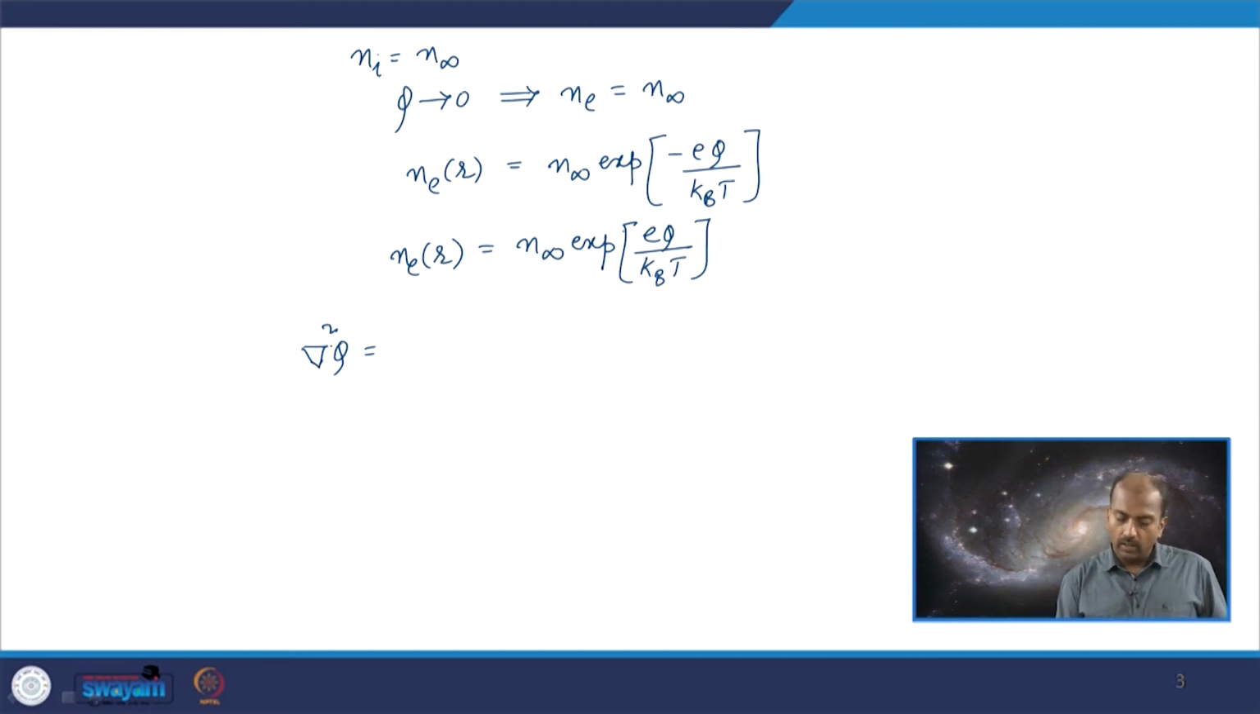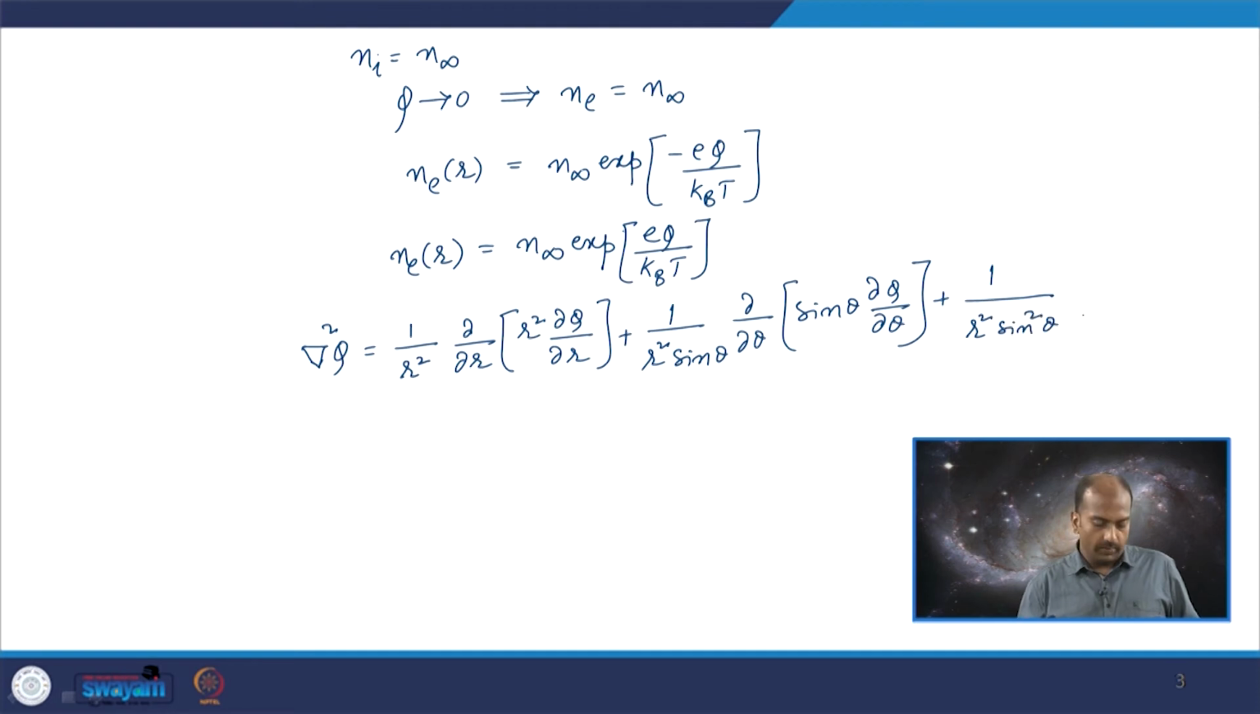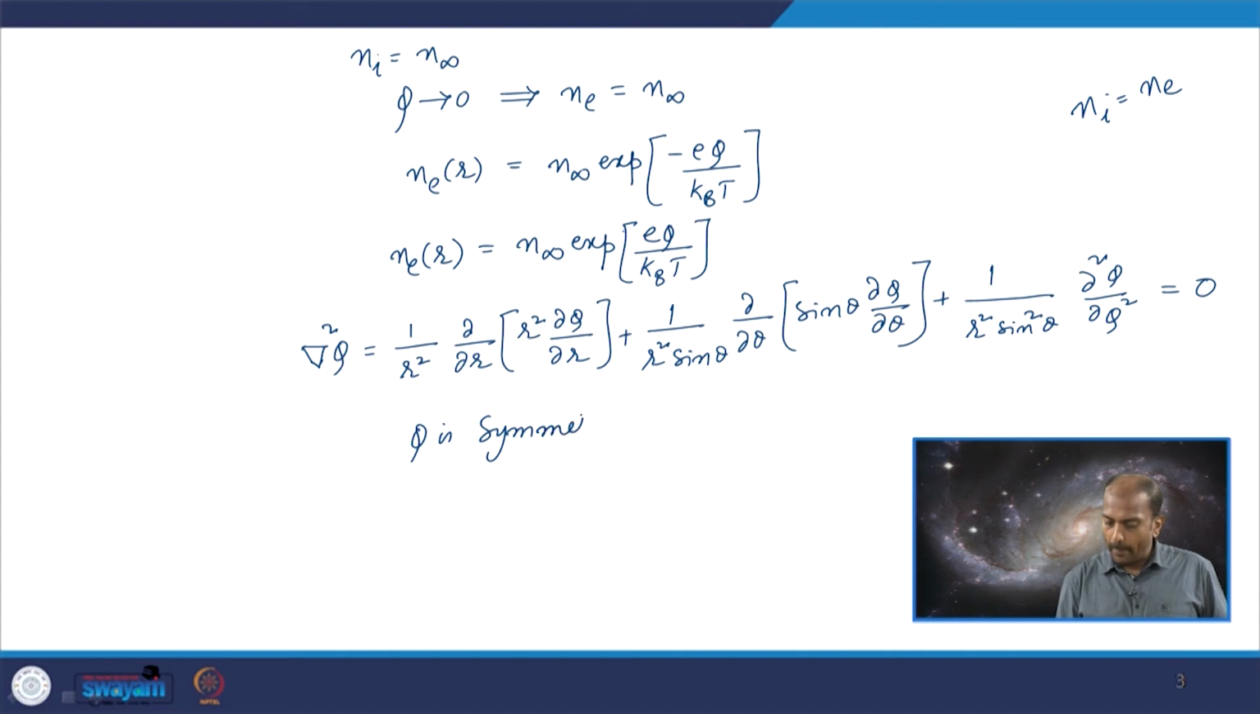So, del square phi, the Laplacian, can be written as 1 by r square dou by dou r of r square dou phi by dou r, plus 1 by r square sin theta dou by dou theta of sin theta dou phi by dou theta, plus 1 by r square sin square theta into dou square phi by dou phi square. Right. So, when n I is equal to n e, I can simply write del square phi is simply 0 in those cases. Let us say phi is symmetric in theta and phi. What does it mean?